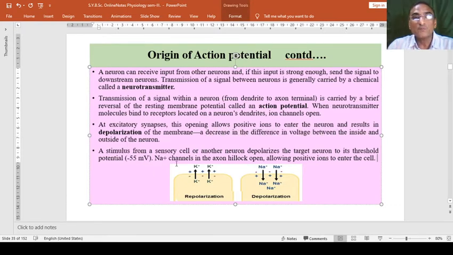So the sodium ion channels in the axon hillock open. As soon as this happens, the sodium channels open at the axon hillock region and allow the positive ions to enter the cell, and this is the actual origin of the action potential. Means the action potential actually begins here in the axon hillock region.